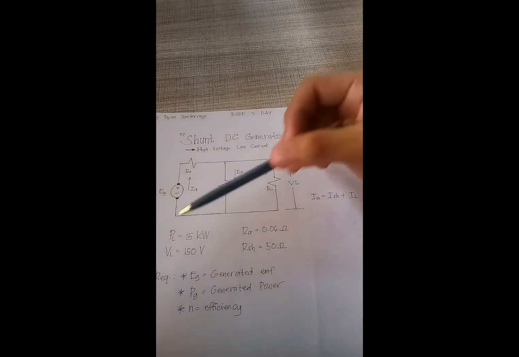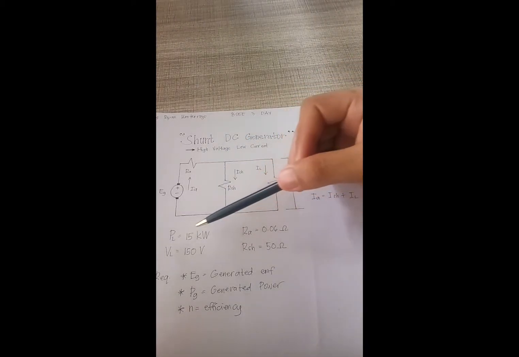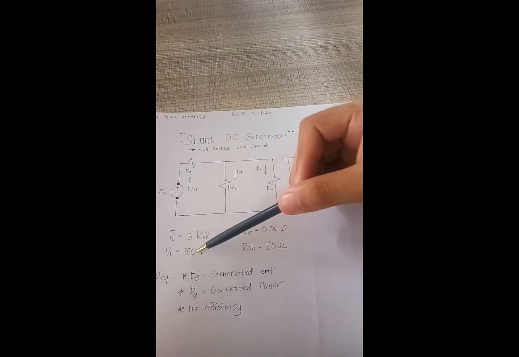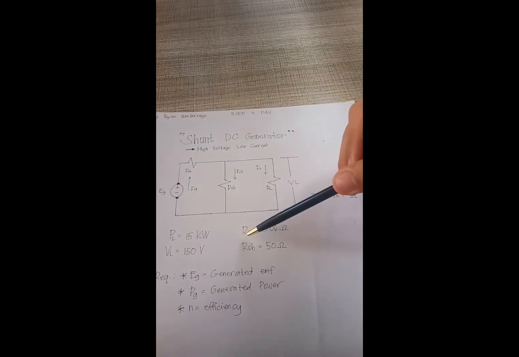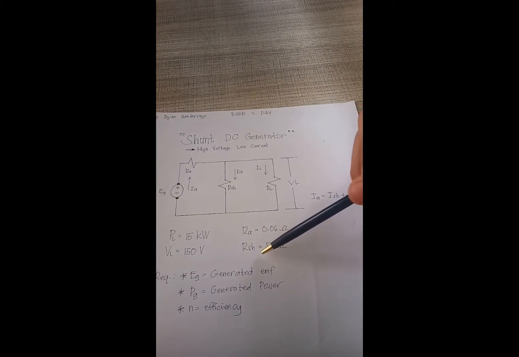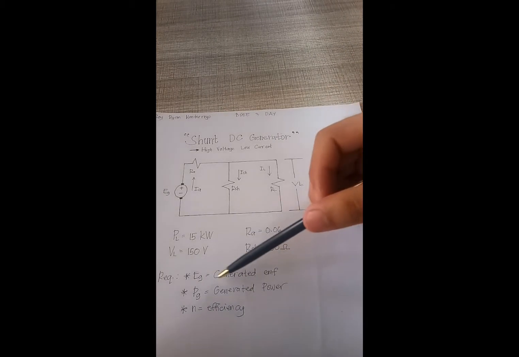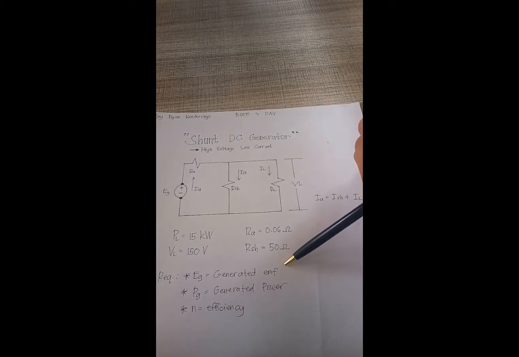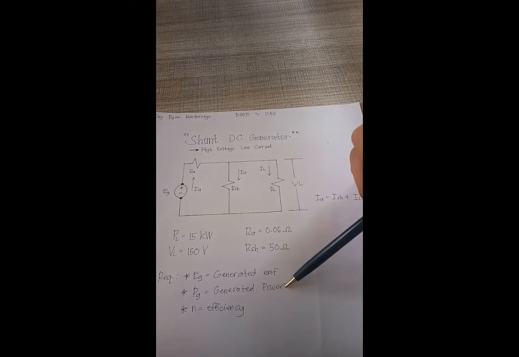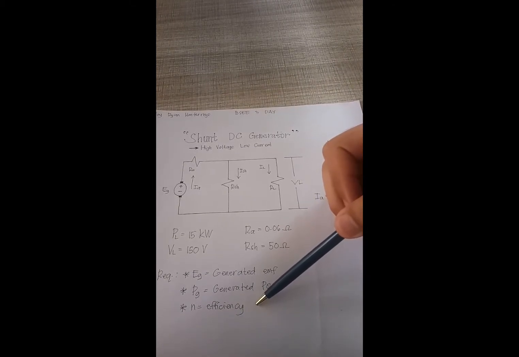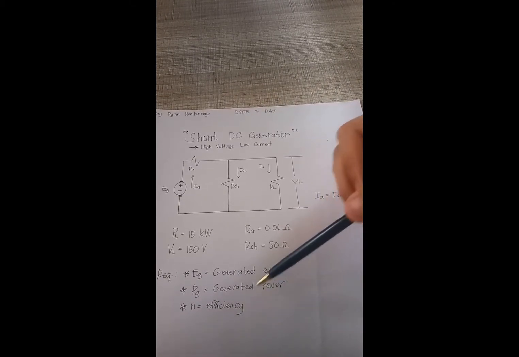Given the power output or the load power of 15 kilowatts and load voltage of 150 volts, armature resistance of 0.06 ohms, and the shunt field resistance of 50 ohms, we are going to calculate the generated EMF in the armature, the power generated in the armature, and the efficiency of this shunt DC generator.